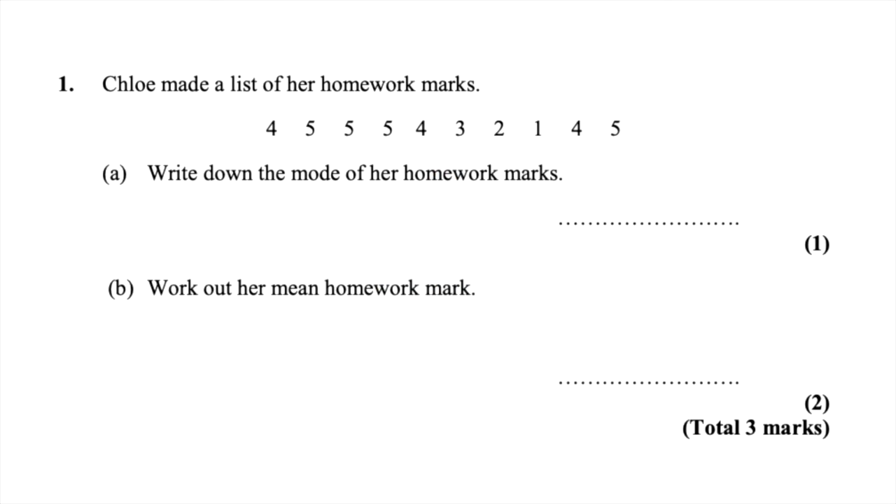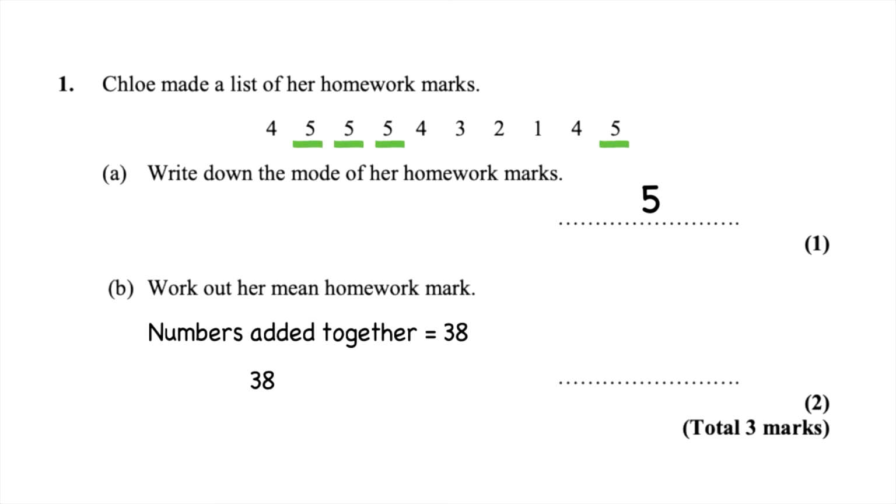Let's take a look at a couple of past paper questions. So here we have a list of homework marks, and we're being asked to write down the mode of her homework marks. 5 is the most common number written down, so that would be my mode. The mean would be all the numbers added together, which makes 38, divided by 10, which makes 3.8.